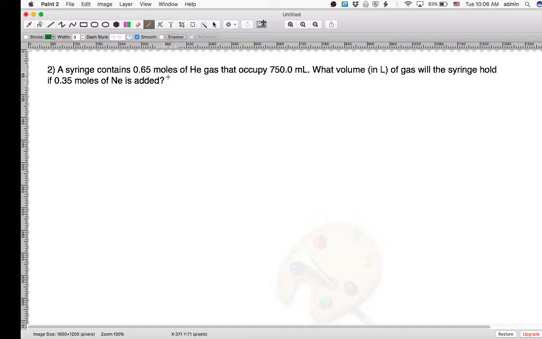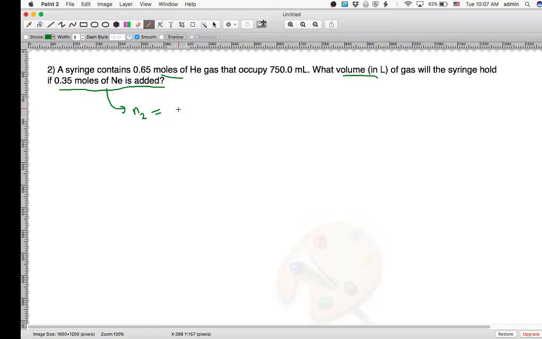This problem is about moles and volume, and that's all it's about. The weird thing about this problem is that some moles of gas are added at the end. Usually, the problem just gives you the number of moles of gas that you end with. So we've got the moles of gas that we started with, the moles of gas that we end with, the volume that we started with, and the volume that we end with is what you need to figure out. But in this case, they don't give you the moles of gas that you end with. They give you the fact that 0.35 moles of neon gas are added.